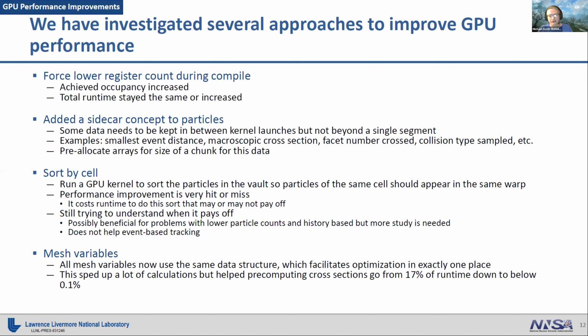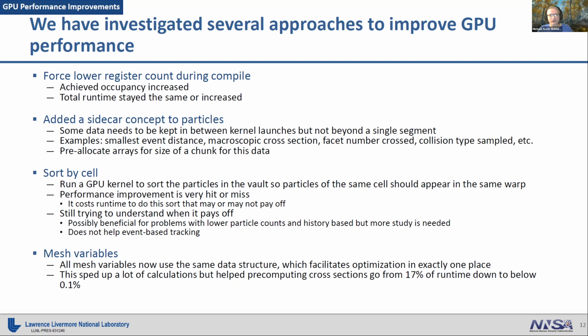But then some of the data that was needed, such as what is the current facet we're crossing, or what was the current cross section lookup, instead of storing that per particle, we decided to store that per chunk, which is a sidecar concept. So that helped us with some of our memory.